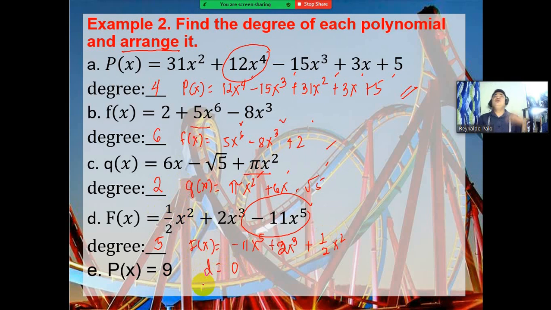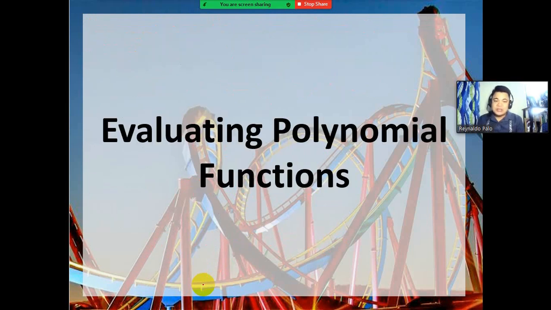Okay, so that's how you identify the degree of a polynomial function and also how to arrange it. Remember, when you are arranging it, you have to arrange it in descending order from the highest degree up to the lowest degree. Now, let's proceed to evaluating polynomial functions.